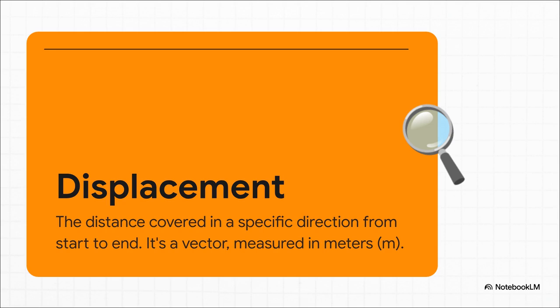It's the distance you covered in a specific direction. In that exact same walk, your displacement isn't 7 meters. It's actually 5 meters in a northeasterly direction, the straight line from where you started to where you stopped. And here's the kicker. Displacement must have a direction.